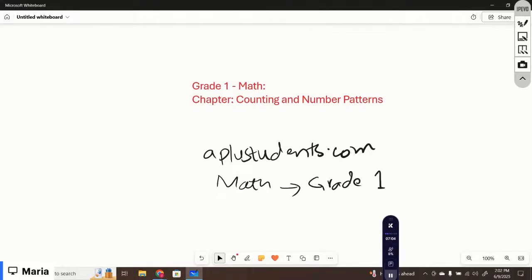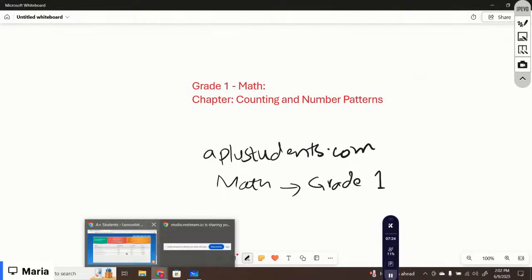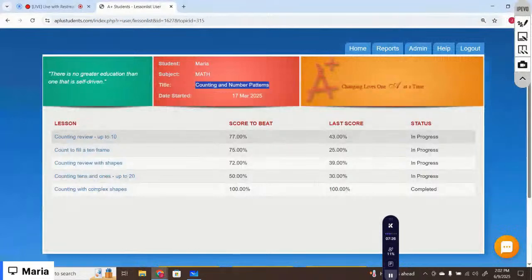We're going to start with the chapter counting and number patterns. So please make sure you have your notebook and pencil so that you can note down the board examples and calculations as well. The chapter we are on right now in grade one math is counting and number pattern lessons. Let's start with the counting videos, with the first lesson.